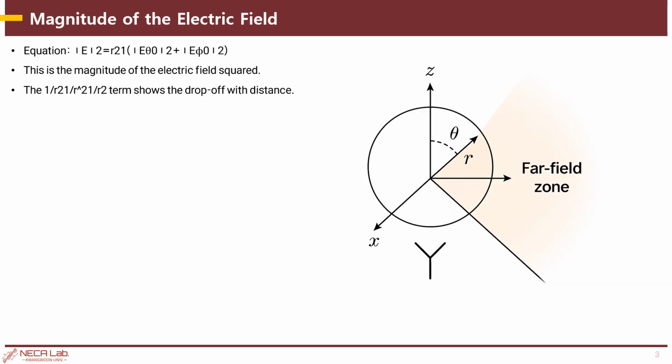Now let's look at the magnitude of the electric field. The equation here shows the squared magnitude of the electric field, and this tells us how strong the electric field is at a given point. Essentially, this is the power carried by the electromagnetic wave at a given distance. And the term 1 by r square is crucial. It shows how the field strength decreases with distance from the antenna. As we move into the far field zone, the field strength falls off proportionally to 1 by r square. And the diagram on the right illustrates this concept, showing how the field expands outward and weakens as it moves into the far field zone.